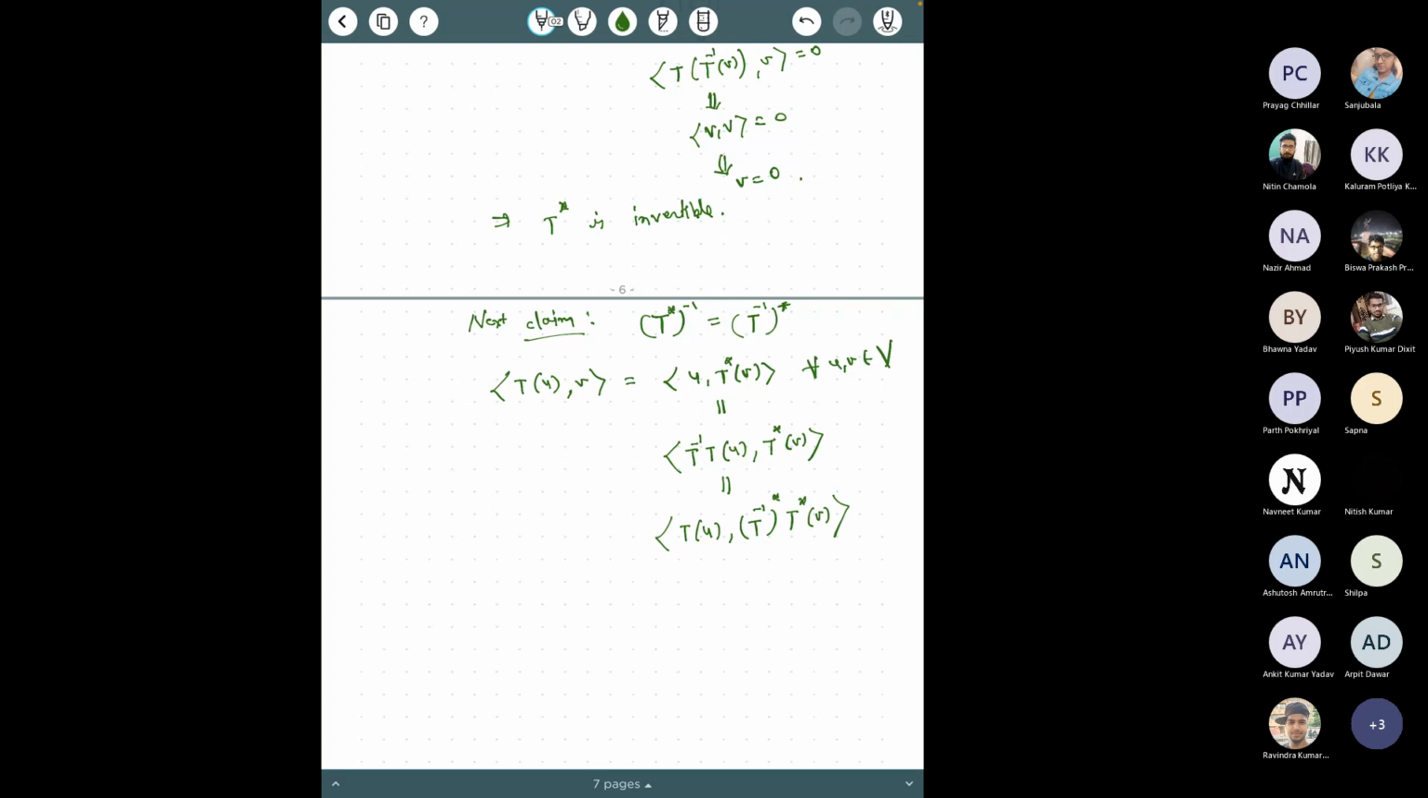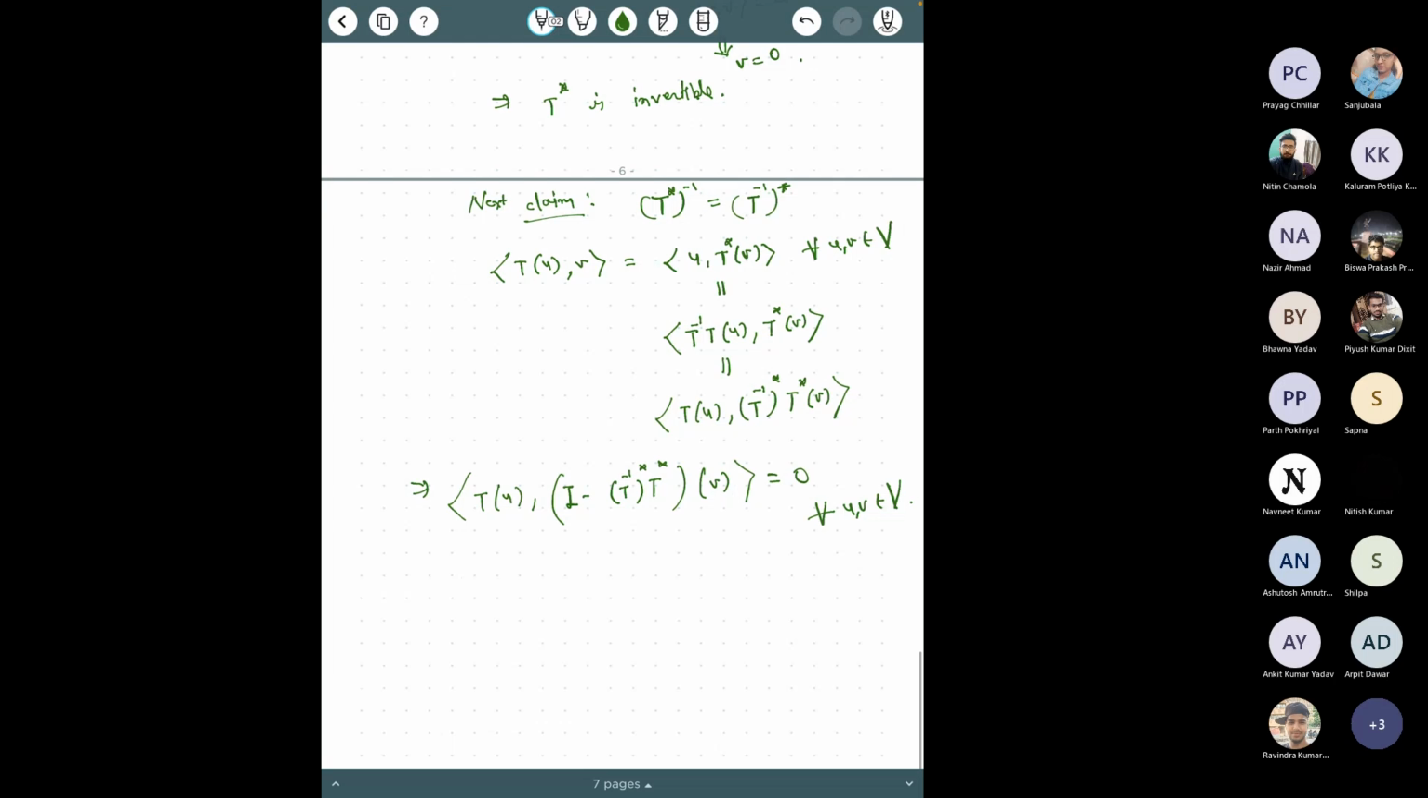But whatever I just wrote here, this is true for all vectors U and V. So that means I can say that the inner product of T of U and (I minus T inverse star T star) V is equal to zero for all U, V in V. Right? I just took both the terms to one side and then I have written this. Is it okay? But then this is true for all U and V. So what can we say from here?